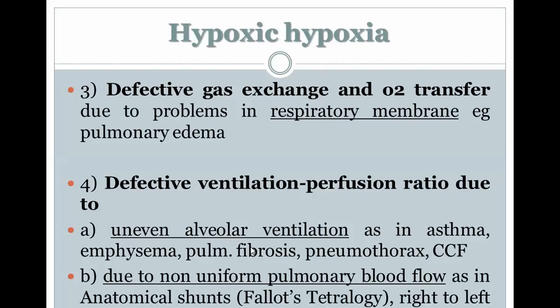Yes. There are two types of shunt. Anatomical shunts, for cardiology, and this is a functional shunt, for respiratory. What's the problem in the functional shunt?